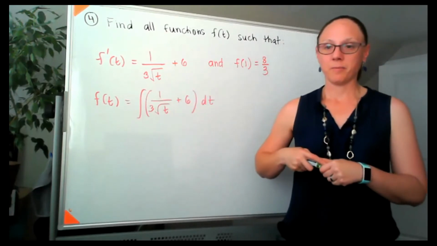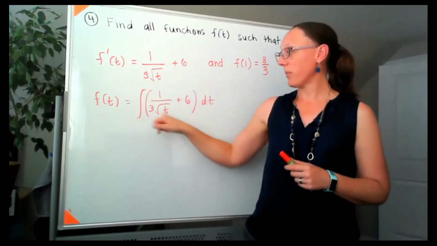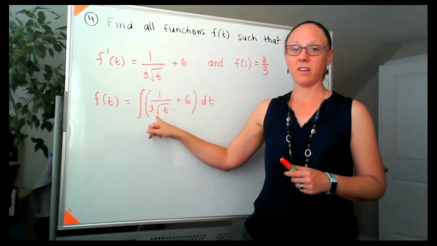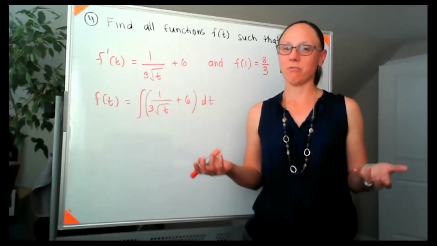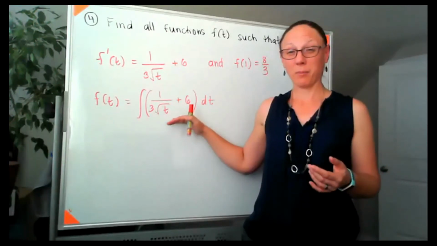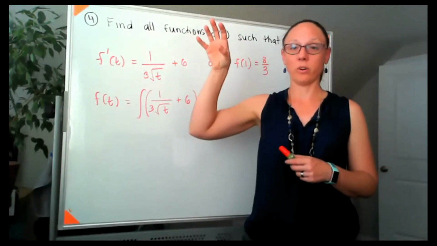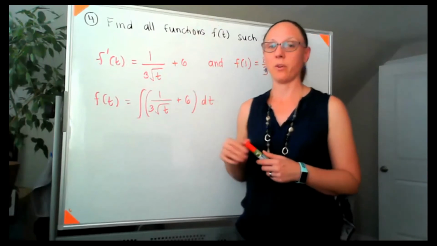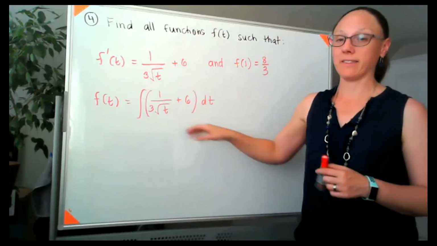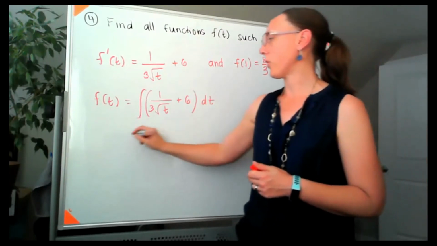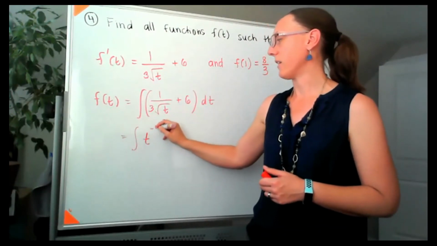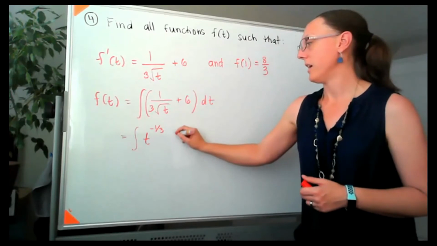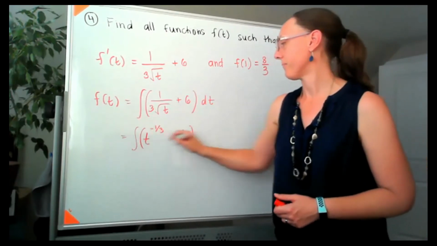Looking at this, I have something that looks like a t raised to a power. It's just not written in the most convenient form. So if I'm going to apply that power rule where I add 1 to the exponent, divide by the new exponent, I first need to rewrite this question. And I'm going to rewrite that to look like t to the negative 1/3 power plus 6.